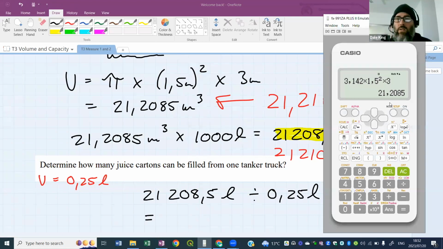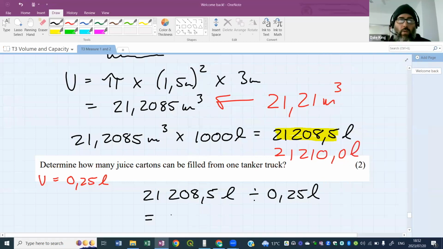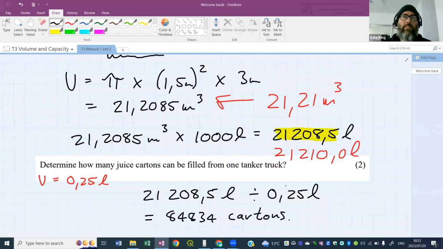So there it is on the calculator, still ready to go. In fact, this needs to be multiplied. That's the different answer. Now just divide this by 0.25, because each carton is 0.25. 84834. 84834 cartons. Well done. You should all be happy with that. Shout if you're not.